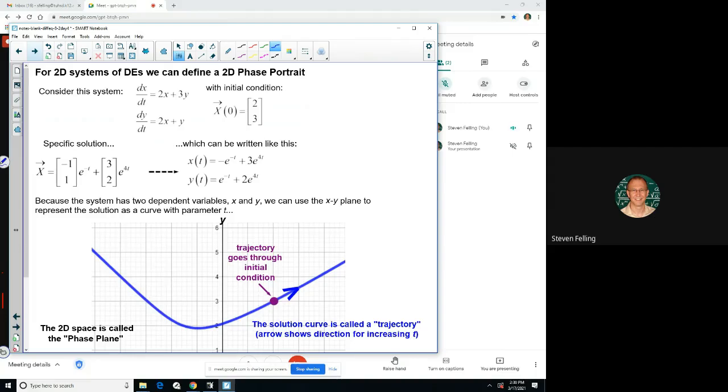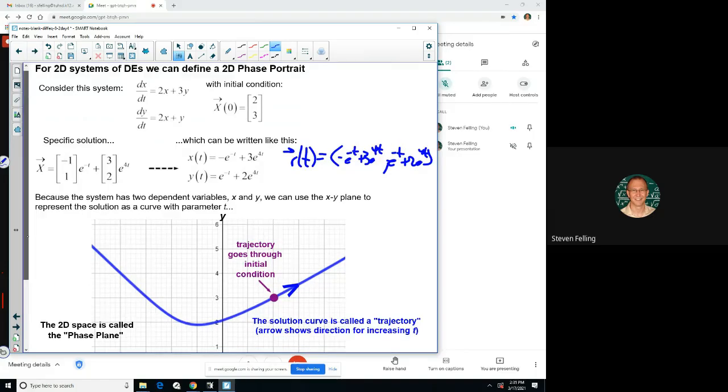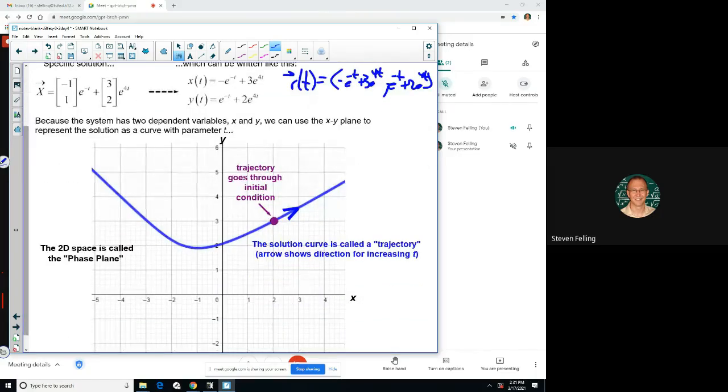Okay, so if we have these specific things, it's almost like we're defining a position vector with the parameter t, and we're saying that negative e to the negative t plus 3 e to the 4t is the x, and e to the negative t plus 2 e to the 4t is y. And we can plot that the same as we did in Calc 3. So this is just a parameterized curve. And so we call that a trajectory.